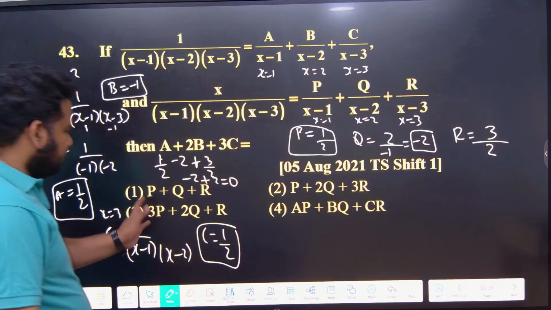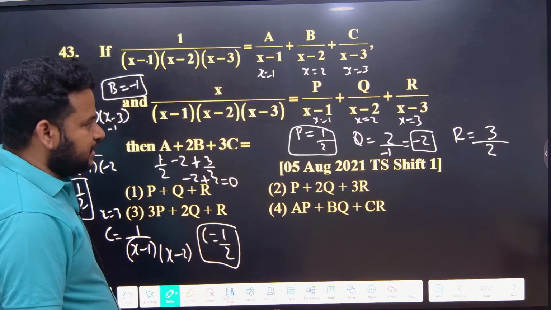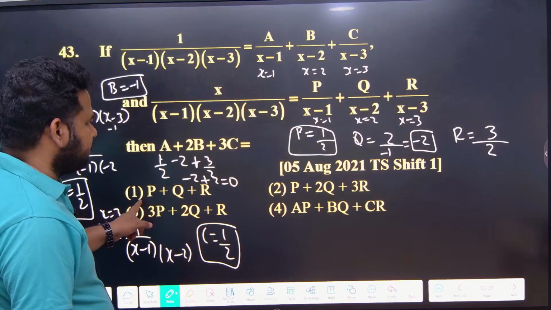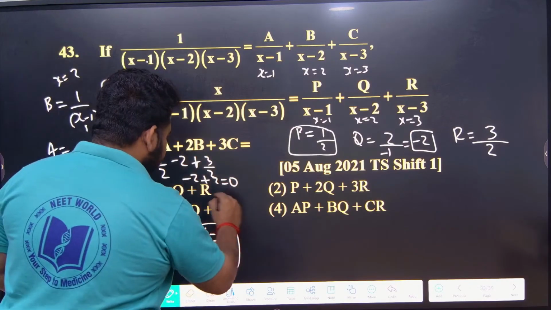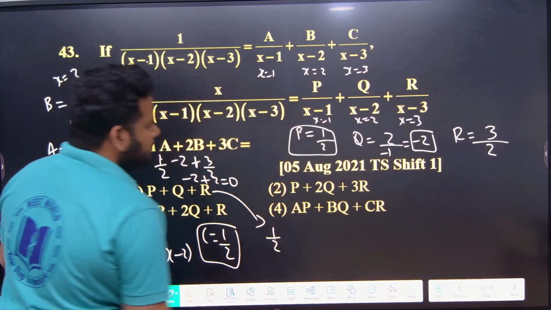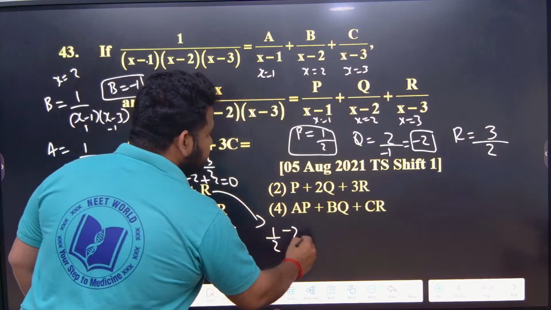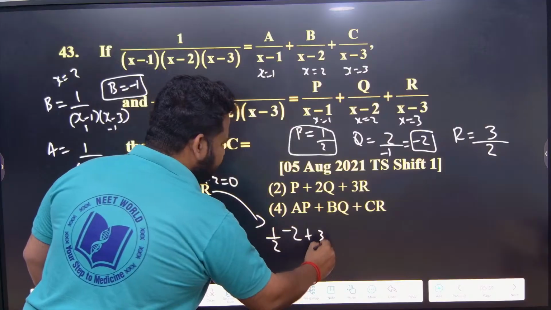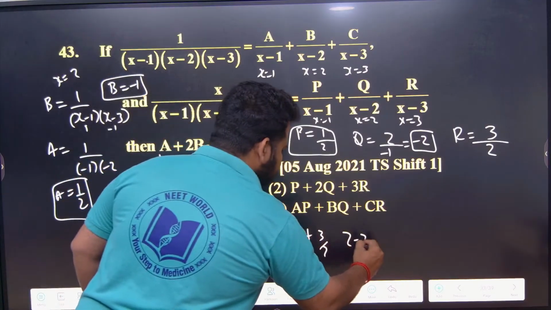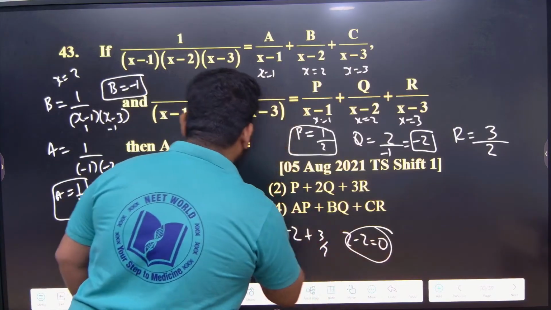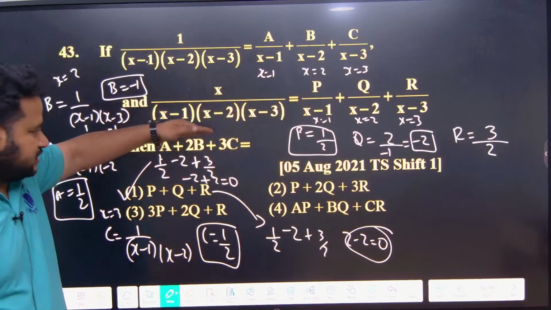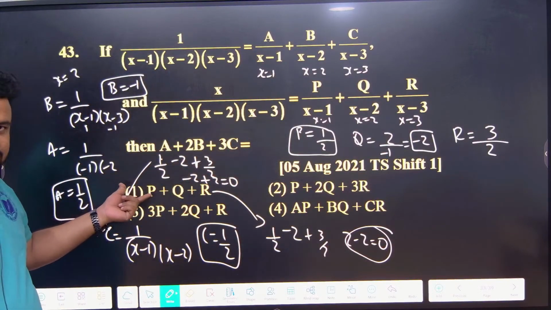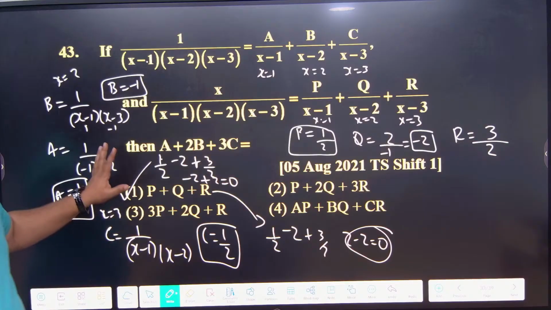So in this, which option am I getting 0? Let me check for the first option. P is 1 by 2, Q is minus 2, R is 3 by 2. So 3 by 2 plus 1 by 2 is 4 by 2, which is 2. So 2 minus 2 is nothing but 0. So here also I am getting 0. So first option is the right answer. Fairly simple question.